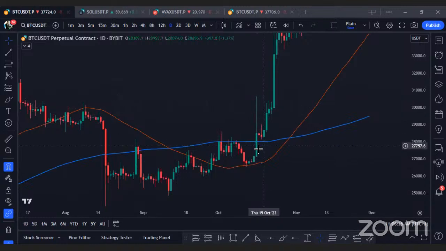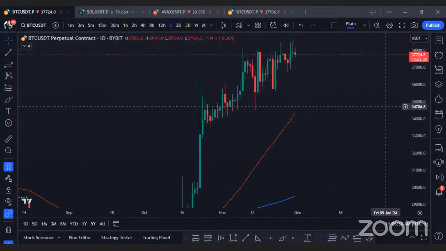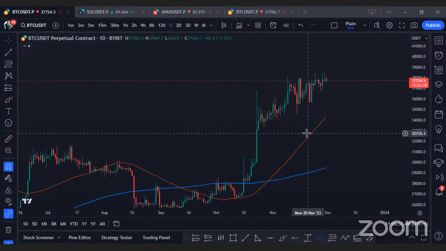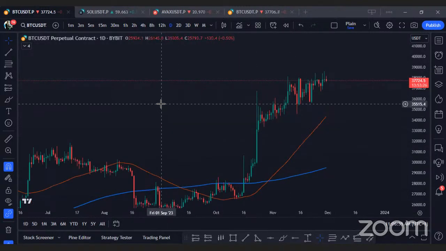When we break above, it becomes a support. As you can see, we went up there, came back, bounced at that 200, and then we finally started firing up. That is basically how easy it is to spot our support and resistance on BTC.